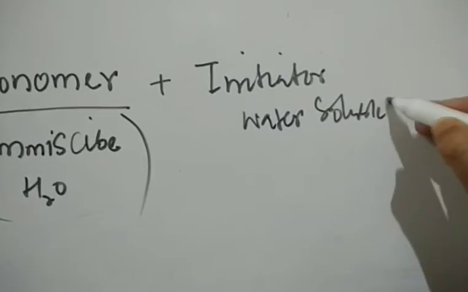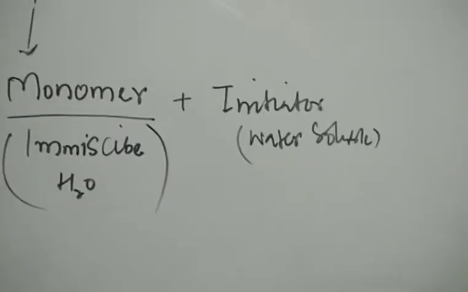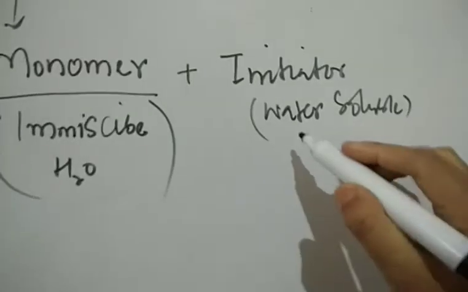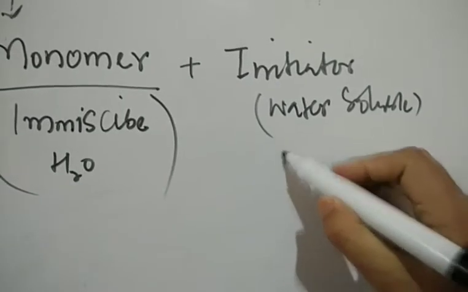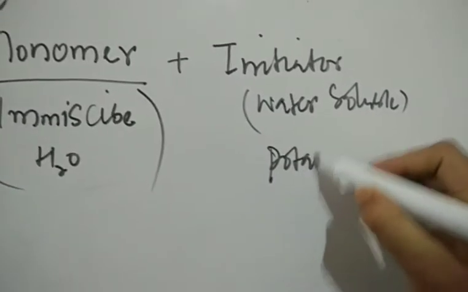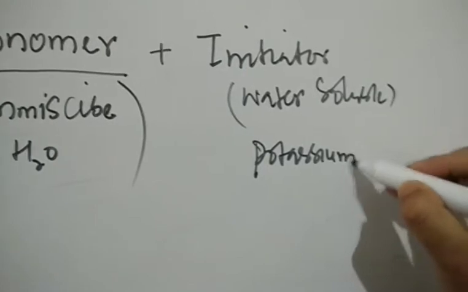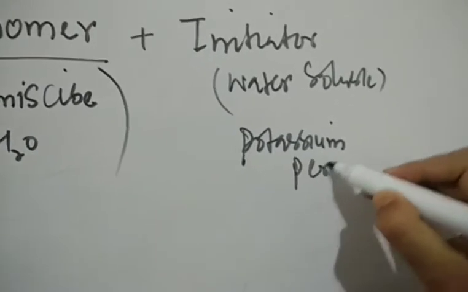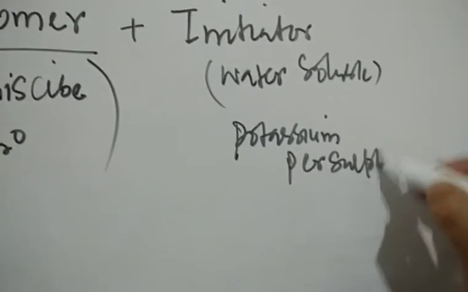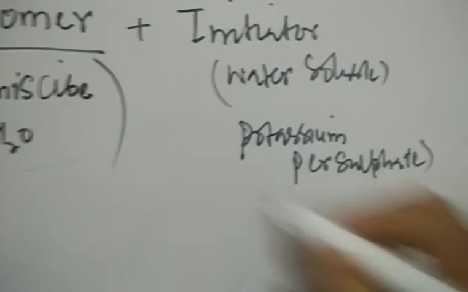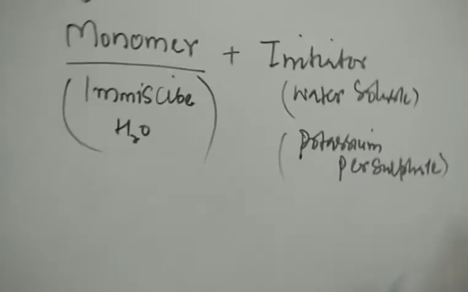So this was not the case with suspension polymerization. For example, potassium persulfate or ammonium persulfate can be used as the initiator, which is water soluble. So ये हमारा setup है.